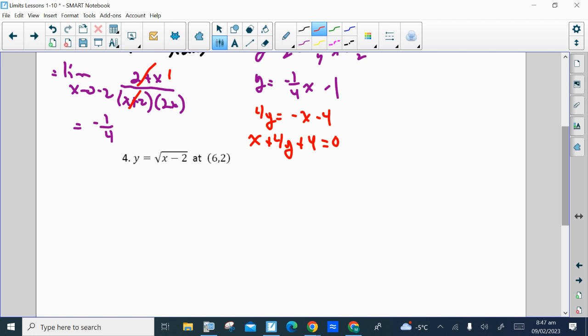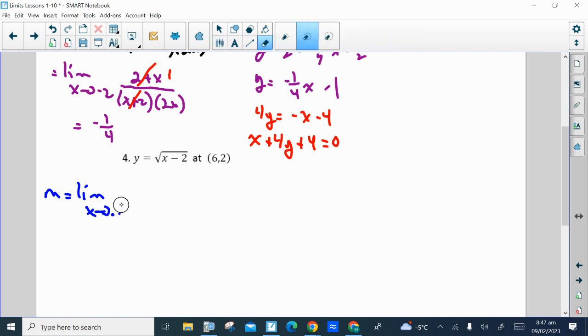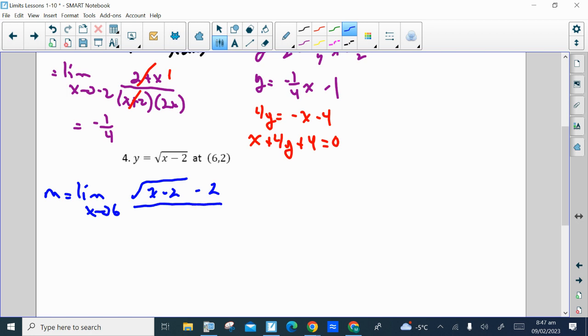Right, so for number 4, we want to find the equation of the tangent line to the curve of y equals the root of x minus 2 at the point (6, 2). And once again, we can find m, the slope, by taking the value of the limit as x approaches a, which in this case is 6, of f at x, which is the root of x minus 2, minus f at 6, which is 2, because we're given the y value at the point of tangency to be 2. That's the value of y when x equals 6, all over x minus 6.